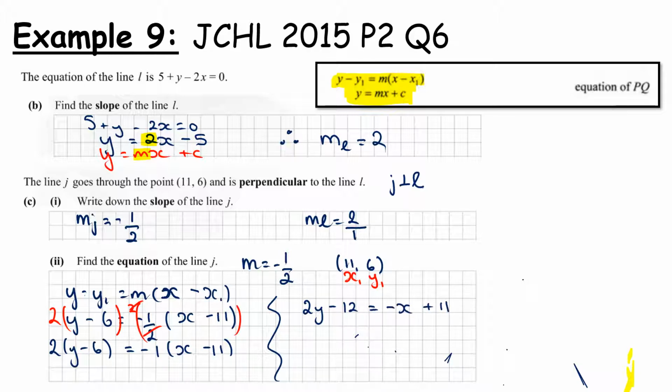I'm going to bring everything to the left hand side, so I'm going to add an x to both sides. So x plus 2y minus 12, and I'm going to subtract an 11 from both sides. So I have equals 0. We get x plus 2y minus 23 equals 0. And that's our equation for J.